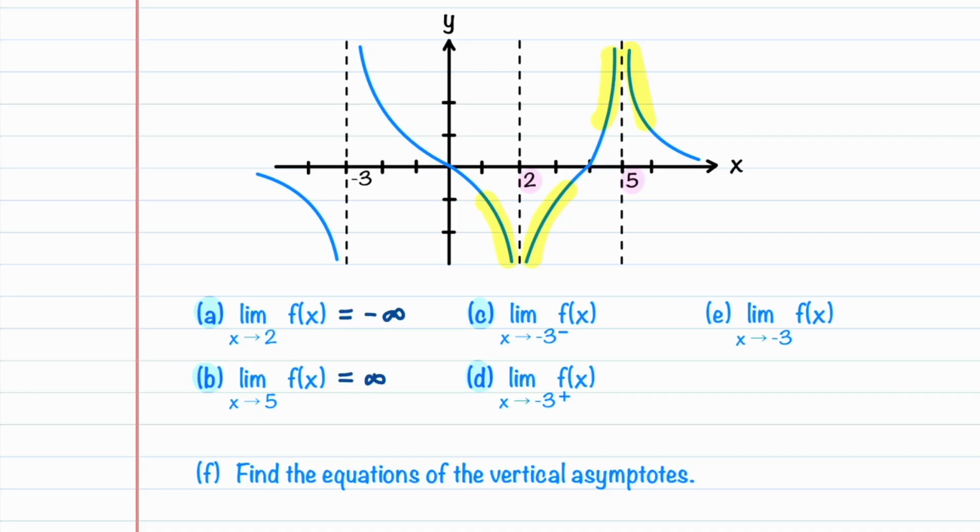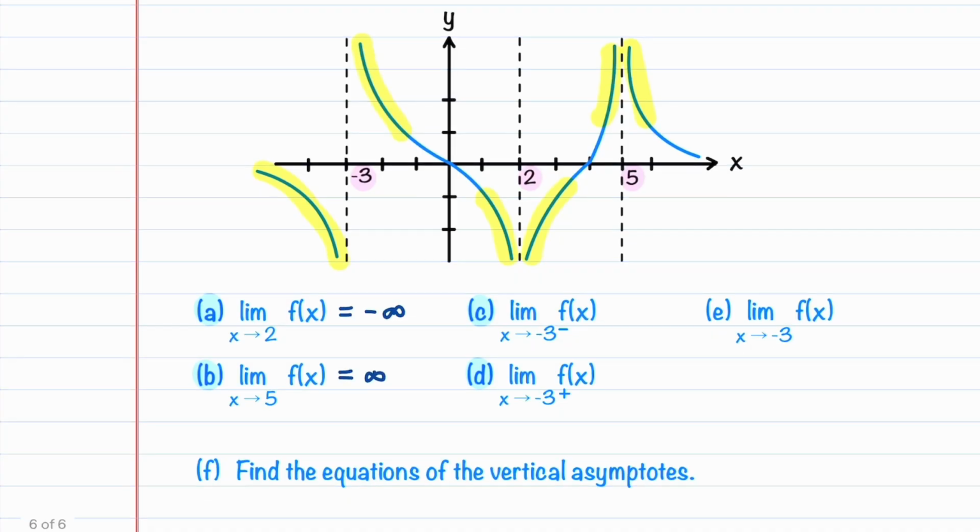For both of these limits, x is going to minus 3. So let's go up here and look at that on the graph. From the left, it's going to minus infinity, and from the right, it's going to plus infinity. Let's write that down. So the first one is coming from the left, and it's minus infinity. Second one is coming from the right, and it's plus infinity. Those two limits are different, so we can say for part E that the limit as x goes to minus 3 of f of x does not exist. So we write DNE.